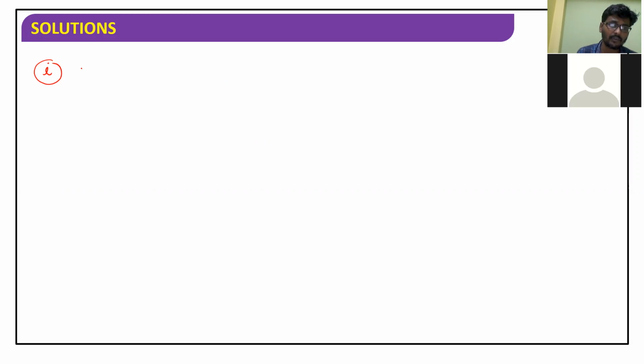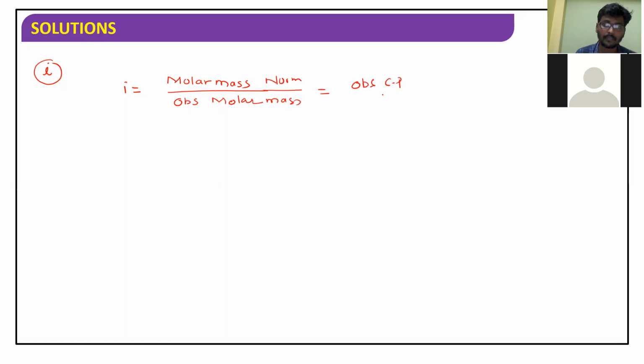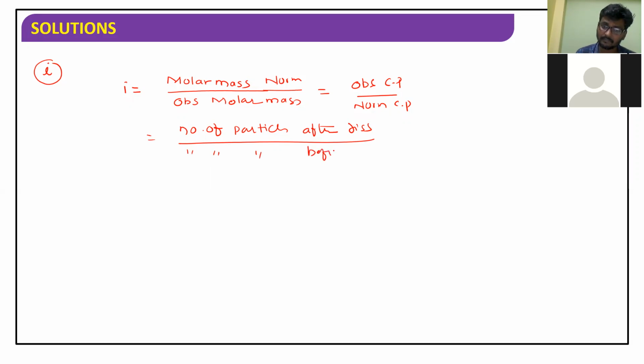The van't Hoff factor is equal to... How can we find out the i? i is equal to normal molar mass by observed molar mass, or observed colligative property by normal colligative property, or number of particles after dissociation by number of particles before dissociation. You remember this one.